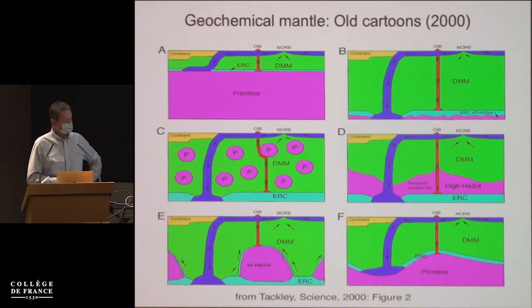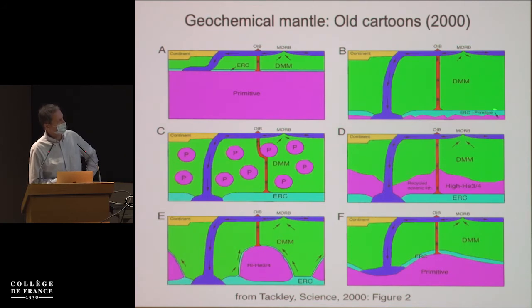So there have been various conceptual models of the chemical structure of the mantle. Some of these, I think, can be ruled out. They're not really contenders nowadays. But anyway, there are different types of material. The purple is primitive or primordial. The green is the depleted MORB mantle. And then there's recycled crust, which is in this color. So there have been different possibilities.